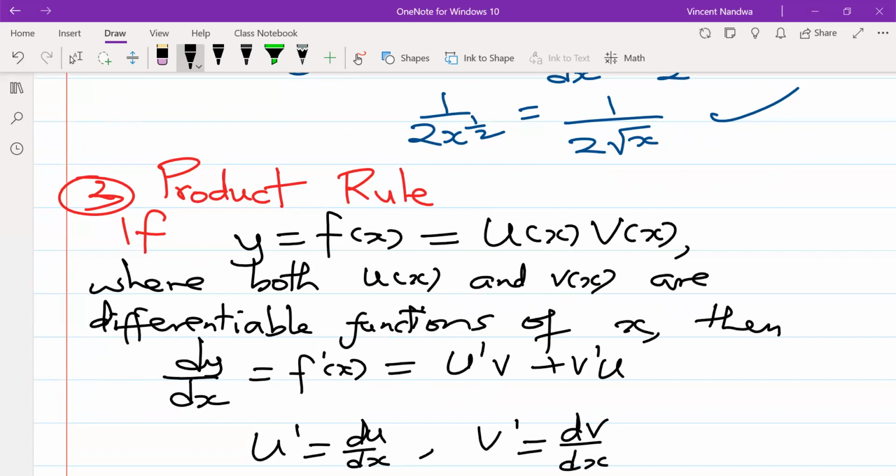I'll stop there so that tomorrow, when we meet, we'll give an example on the product rule and then state the quotient rule. The next rule is what we call the chain rule. And then the last two, we have implicit differentiation and logarithmic differentiation. But I cannot go beyond this. It will make a lot of noise.